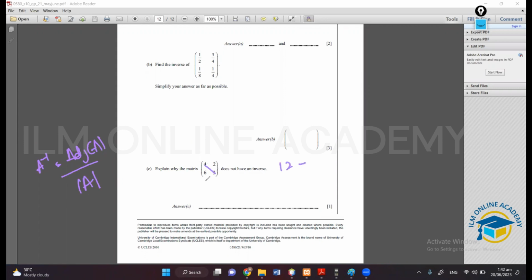4 3s are 12 minus 6 2s are 12. Yes, the answer of A mod is 0. That is why it's not possible to solve it. और ऐसे मैट्रिसेस जो होते हैं वो हमारे पास सिंगुलर मैट्रिक्स कहलाते हैं कि जिनका जो मॉड होता है वो जीरो आता है। So why this matrix doesn't have an inverse? Because A mod zero, और आप कह सकते हैं it's a singular matrix. सिंगुलर मैट्रिक्स का भी मतलब है कि इसका जो मॉड का आंसर निकलेगा it would be zero.